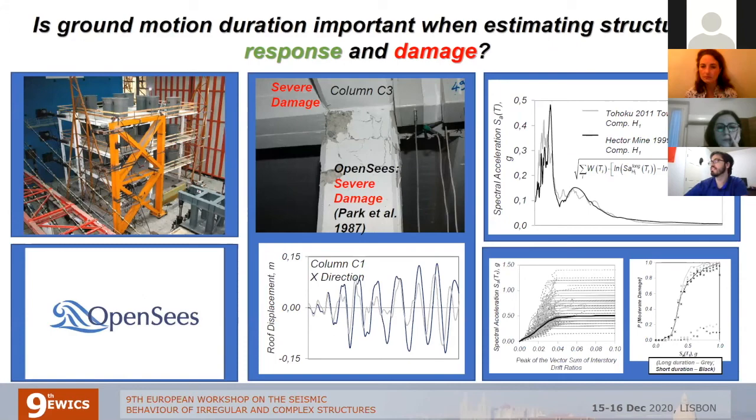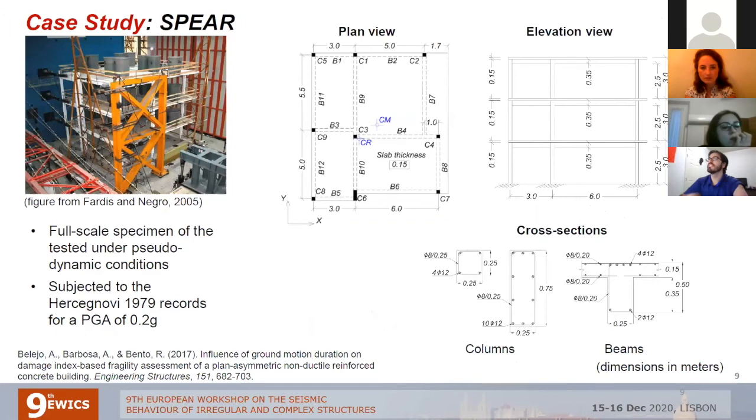We use OpenSees as our software, and we used a well-known SPEAR building, which was a building that was full-scale tested in Italy. It was subjected to an earthquake Herzegovina record with a peak ground acceleration of 0.22 g. It's irregular in plan and has an elongated column C6. For the concrete model and the rebar steel model, we made sure to use in-cycle degradation models, and we conducted our analysis.